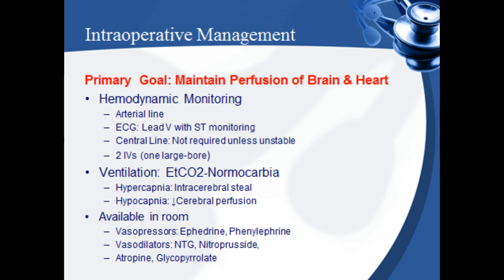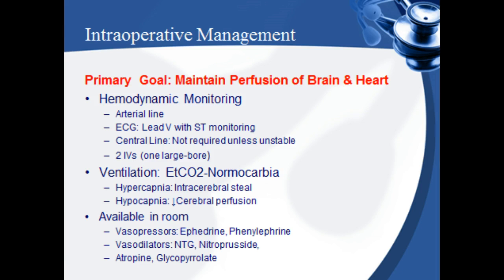Under intraoperative management, the primary goal is going to be maintaining perfusion of the brain and heart. Under hemodynamic monitoring, you want to have a close regulation of arterial blood pressure and avoidance of tachycardia. Number 1, you want to make sure you place an arterial line. It's almost always accomplished to perform an A-line during the surgery. ECG monitoring should include the V5 lead for ischemic detection and continuous ST segment analysis. A central line is not usually required unless the patient is unstable. 2 IVs, at least 1 large bore, should be inserted.